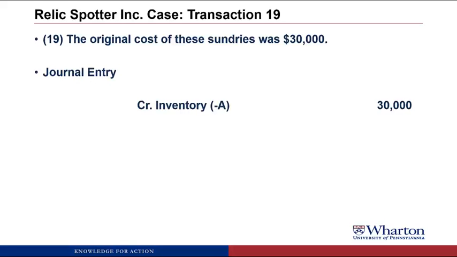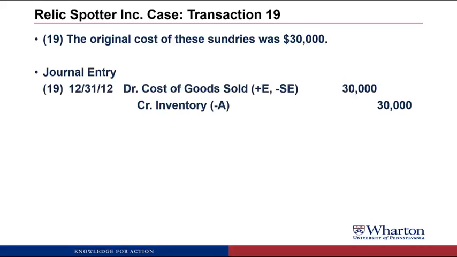Our debit here is going to be something called cost of goods sold, which is an expense. This is what we call the product costs that we recognize as an expense when we make a sale. So the original cost of the inventory is the expense, cost of goods sold, that we're going to match up to the revenue that we got from selling these sundries. So debit, cost of goods sold, expense $30,000, credit, inventory $30,000.